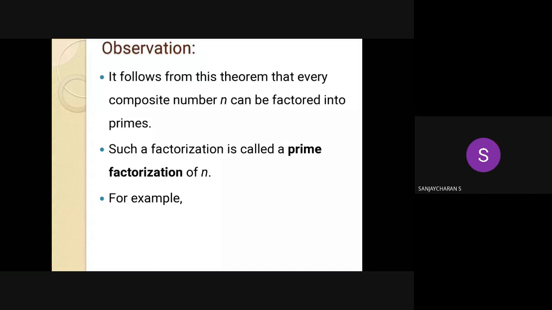For example, take the number 5544. This can be factorized into 2 into 2 into 2 into 3 into 3 into 7 into 11, which is a prime factorization of 5544.